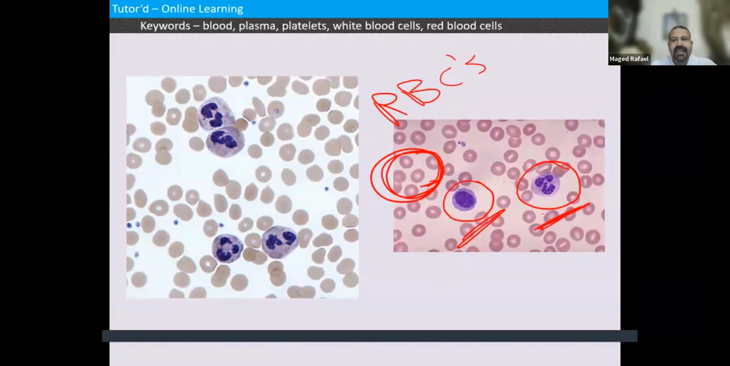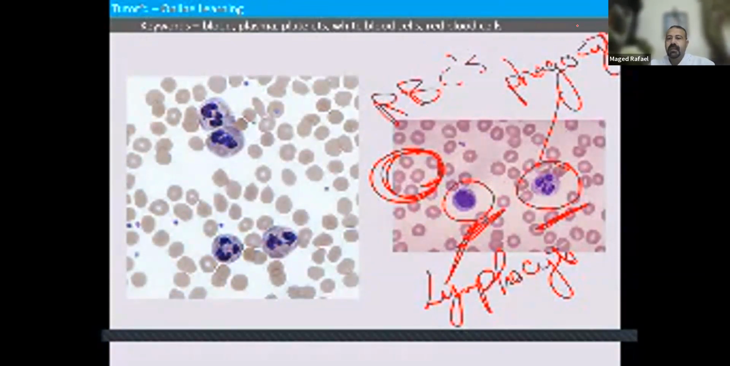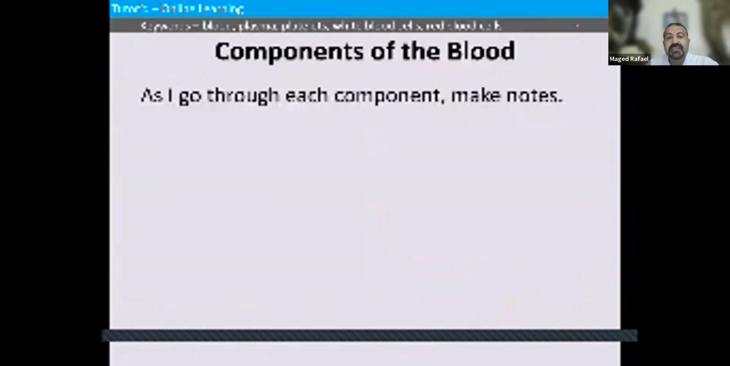Lymphocytes, this one is the lymphocyte. And this one is called a phagocyte. So we have lymphocytes and phagocytes. Both are different types of white blood cells. Let's see the difference in structure.